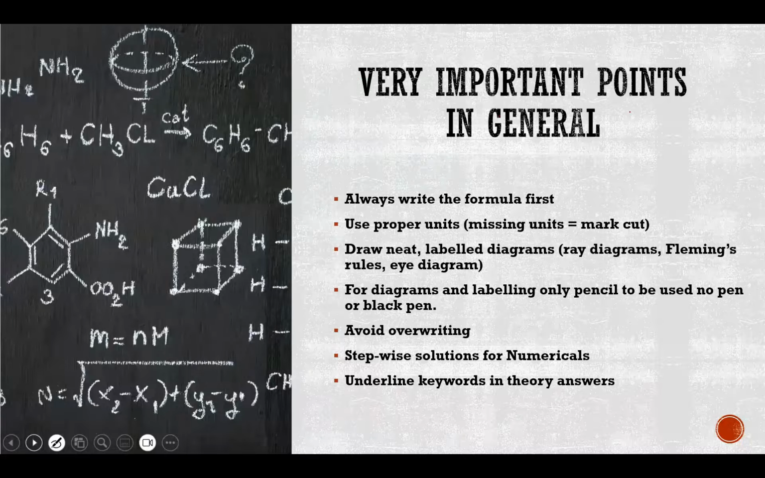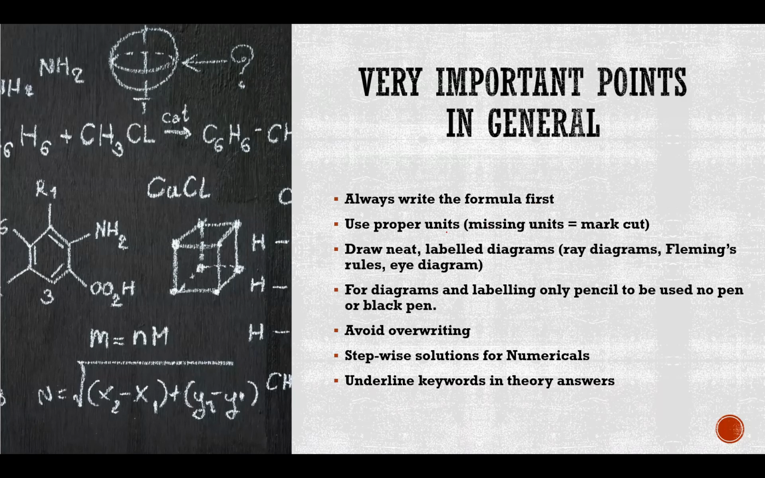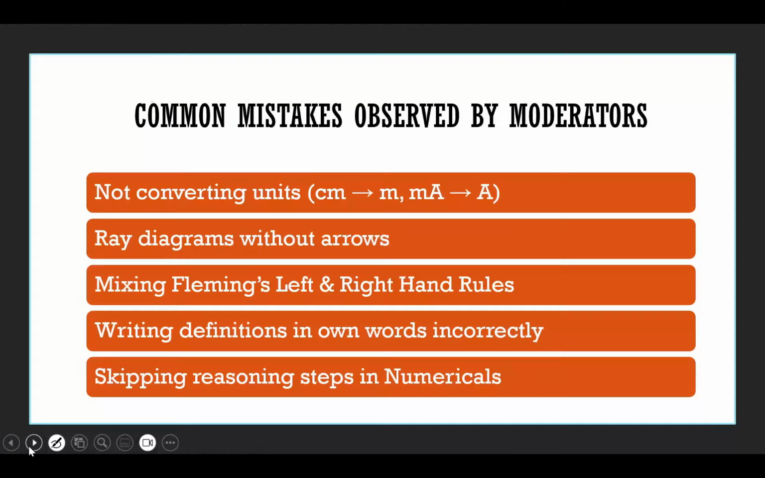Few common and important points in general. Please make it a point that you always write the formula first. You use the proper units. Missing units equals marks cut. Draw the labeled diagram, ray diagram, Fleming's rule, eye diagram, etc. And when you're drawing the diagram, you label only with pencil, and no pen is allowed. Use only pencil for drawing and labeling as well. Try to avoid overwriting as much as possible. A stepwise solution for numericals is expected, and underline the keywords in the theory answer.